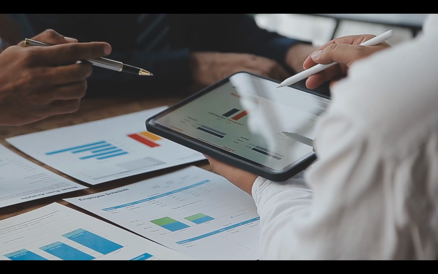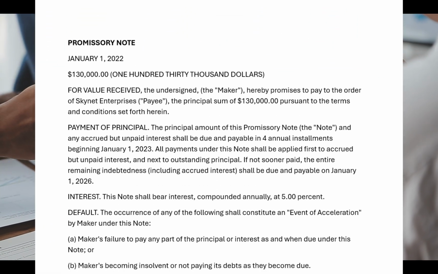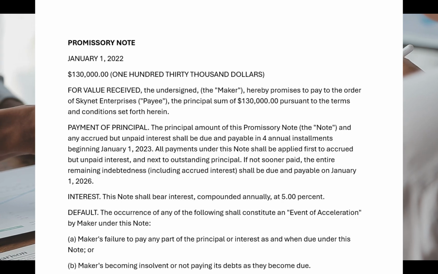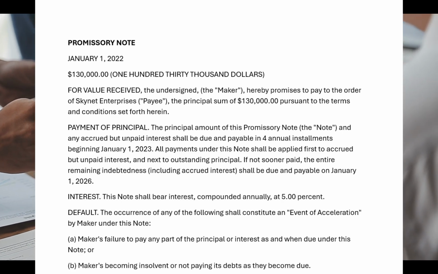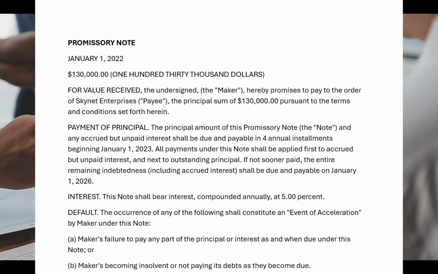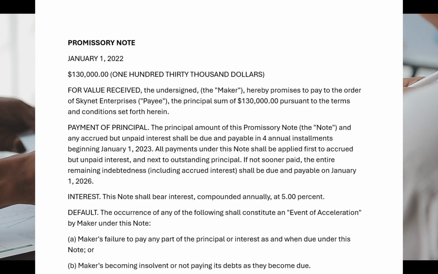What is a promissory note? A promissory note is a legal financial document. It's a contract between one party and another party, where one party is promising in writing to pay a specific sum of money to that other party in the future at a specified date. It's essentially a formal written promise to pay a debt.